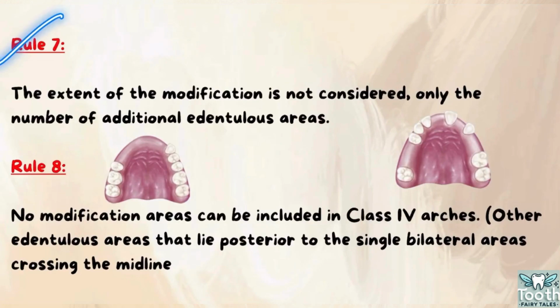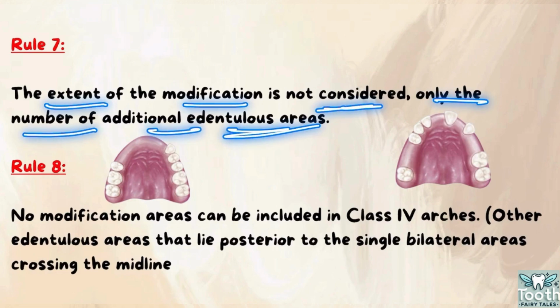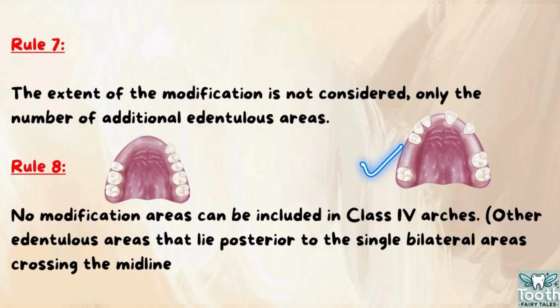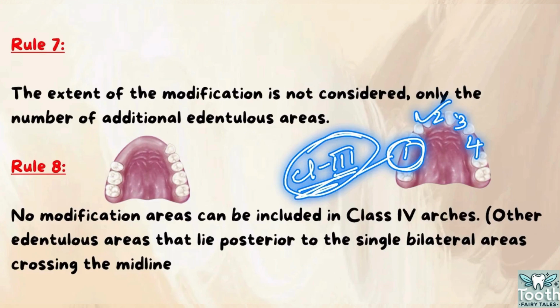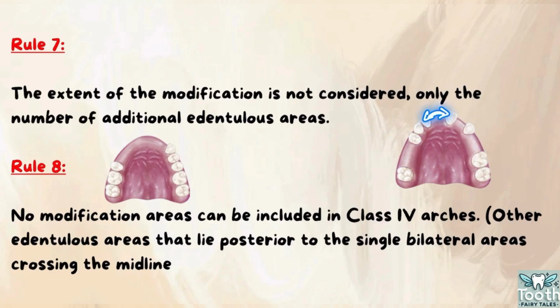Rule number 7 states that the extent of modification is not considered, only the number of additional edentulous areas is considered. For example, in this diagram, there are 4 edentulous areas, 1, 2, 3 and 4. The first edentulous area is determining the classification because it is the posterior most area. So this comes under class 3. And the other 3 spaces are considered as modification spaces. So these modification spaces are not determined by their extent. We are only considering the number of modification spaces here. So there are 3 modification spaces, 1, 2, 3. Hence it becomes class 3 modification 3.